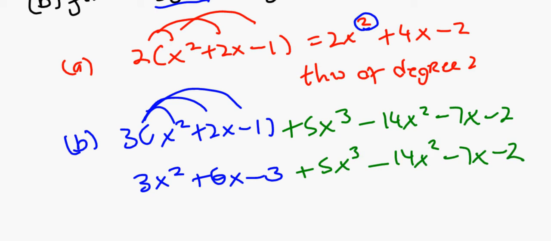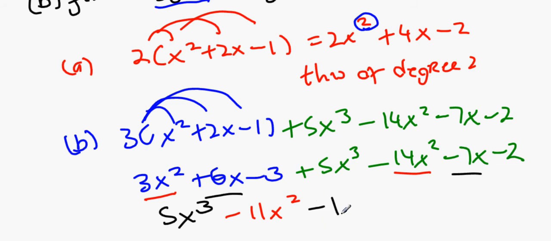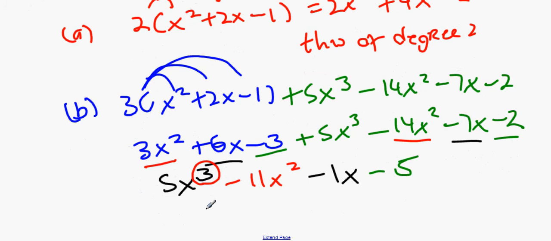Underline the like terms, so 5x cubed goes to the front. Underline the x squared terms, 3x squared and 14x squared, which gives us minus 11x squared. Underline the x terms, 6x minus 7x is minus 1x. And finally, underline the normal numbers, minus 3 minus 2 gives us minus 5. Look at the highest power of the answer, and this is of degree 3, because x cubed is the highest power.